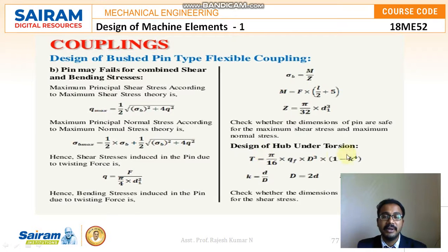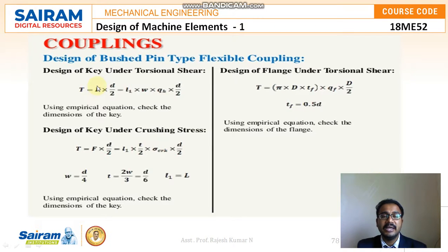So the design of the hub under torsion, K equal to D by d, D equal to 2d, and L is equal to 1.5d. And the key under torsional shear stress and key under crushing stress, the same formulas we discussed in the previous case, the same we will be using.